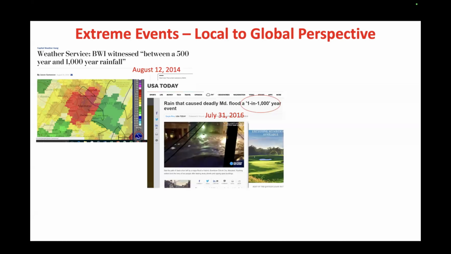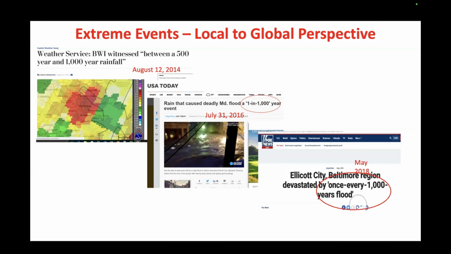Fast forward just two years. This is another headline from USA Today, dated July 31st, 2016. Again, it's talking about a once-in-a-thousand-year rainfall event in the same area of BWI, Ellicott City, that ended up being very deadly. Again, two years later, in May of 2018, this is a headline from Fox News saying the extreme rainfall event that hit the Ellicott City area was a once-in-a-thousand-year rainfall.